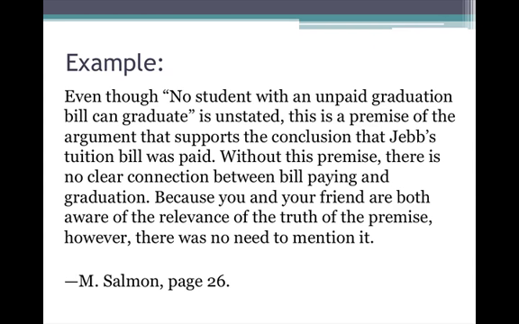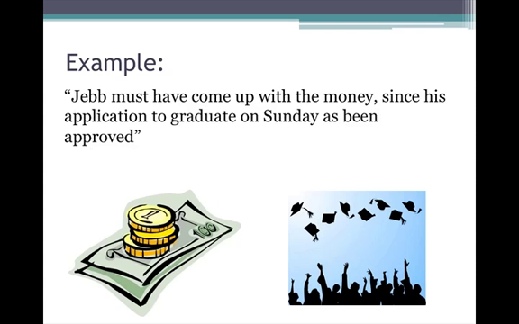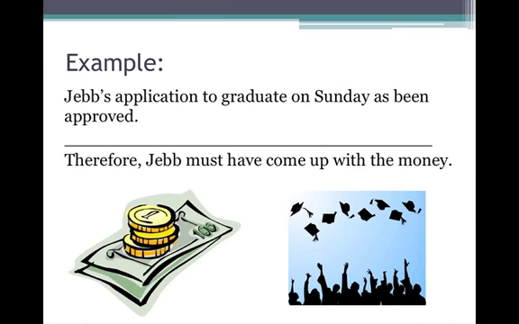Okay, so let's take a look at what your friend actually said, what he actually stated as his argument. We've got Jeb must have come up with the money since his application to graduate on Sunday has been approved. Well, let's start with the obvious. Let's find our indicator word, since. As this word often does, it's picking out a premise, namely that Jeb's application to graduate on Sunday has been approved. And this is being used to reinforce the conclusion Jeb must have come up with the money. So let's go ahead and put this in standard form. We've got our premise, Jeb's application to graduate on Sunday has been approved, and then our conclusion, therefore Jeb must have come up with the money.